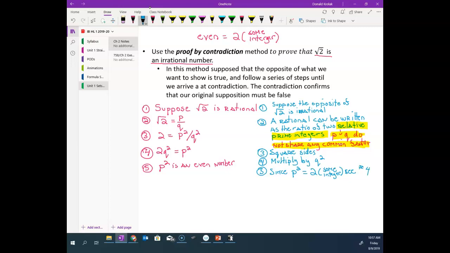So since P squared equals 2 times some integer, in step 4, we can say that it's even.